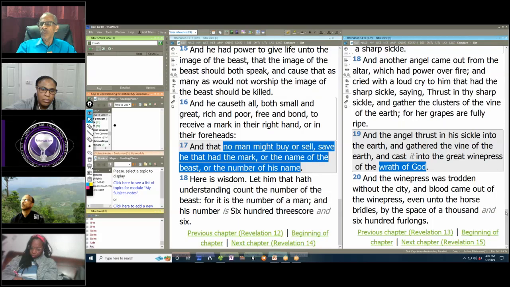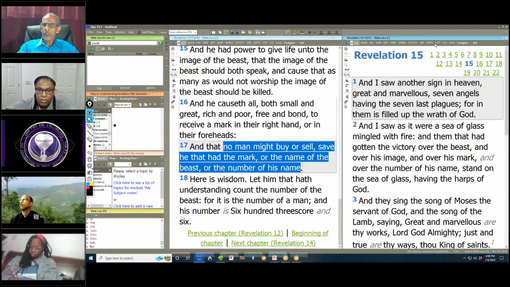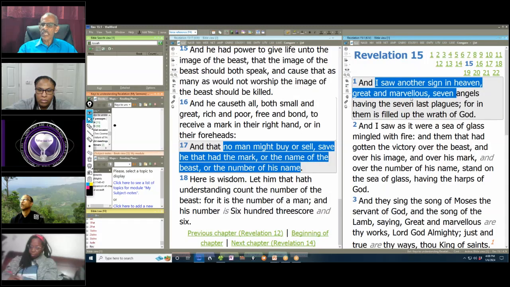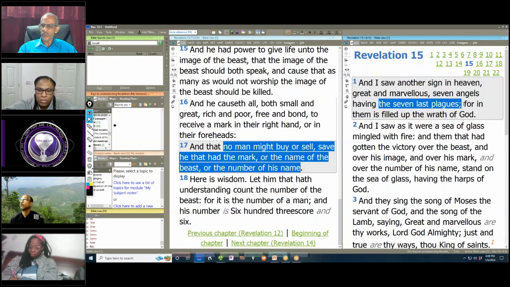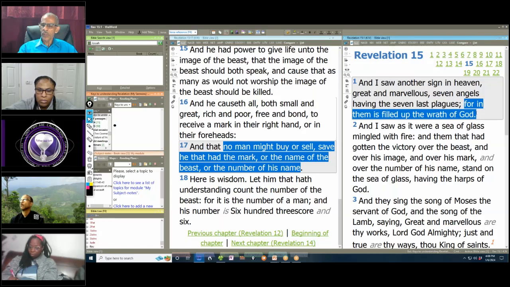And when that happens, those who have the mark are thrown into the wrath of God. And what is the wrath of God? Go to the next chapter and you will see. The next chapter says, I saw another sign in heaven, great and marvelous. 7 angels having the 7 last plagues, for in them is filled up the wrath of God. So we see that when it says that the harvest takes place, we're not talking about the coming of Jesus. We're talking about the separation of the sheep from the goats. We're talking about the separation of the wheat from the tares.